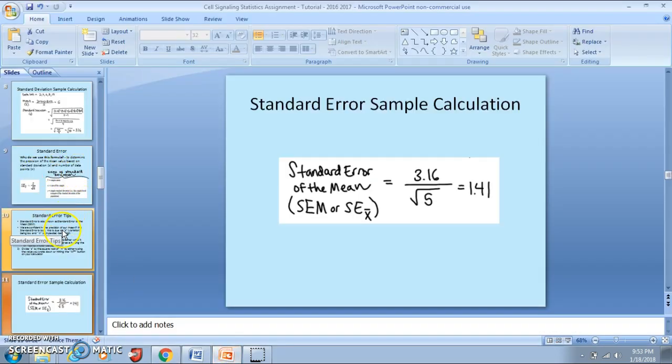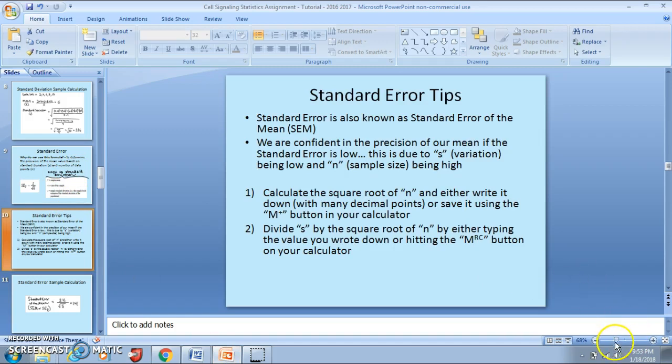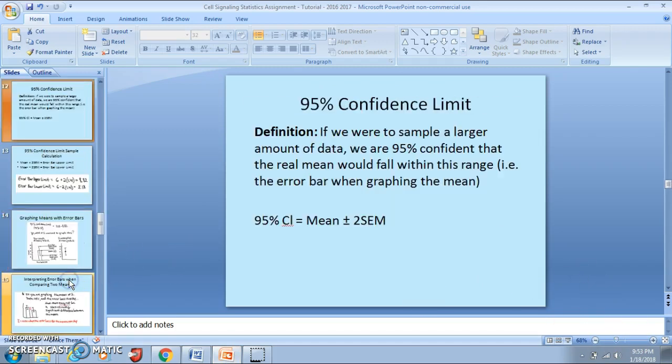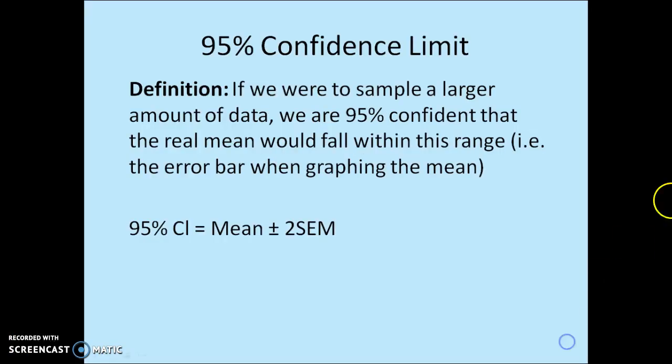All right, and that brings us to our next calculation, which is the 95% confidence limit. Now, the 95% confidence limit says if we were to sample a larger amount of data, we're 95% confident that the real mean for that larger set of data would fall within a particular range. And that range is actually going to be the error bar when we make a graph of the mean. So we'll show you what error bars on graphs look like in just a minute.